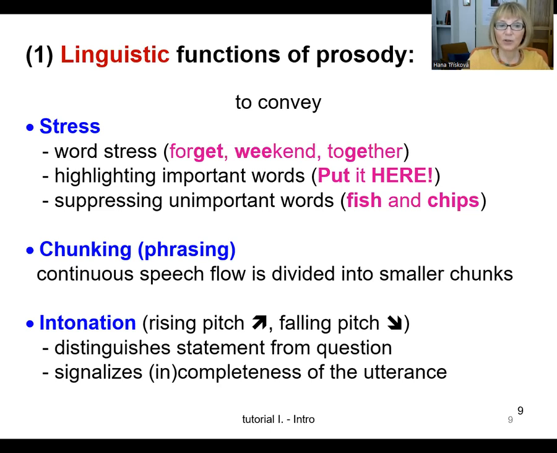Then the next feature is phrasing. That means that continuous speech flow is divided into smaller chunks. And finally, intonation. Intonation helps the speaker to distinguish between statement and question, and also gives us hints whether the utterance is already finished or the speaker still plans to continue.